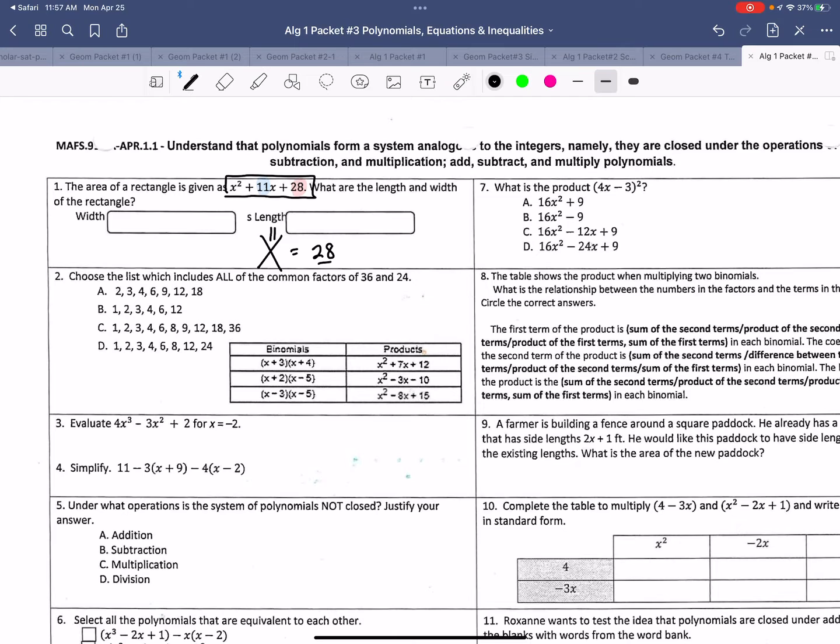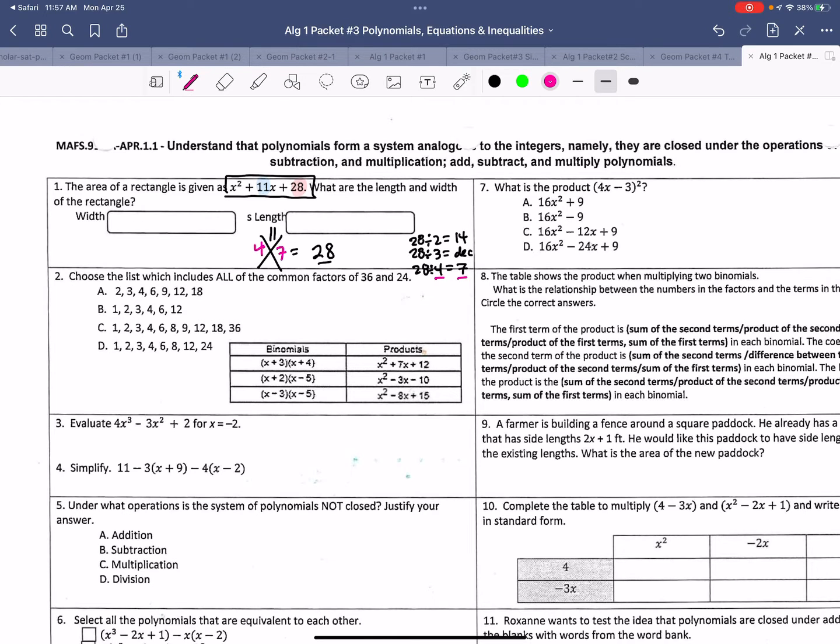So 28 is pretty interesting. 28 divided by 2, we get 14. 28 divided by 3, we get a decimal, right? So we're just crunching this in our calculator. 28 divided by 4, we get 7. Ooh, 28 divided by 4 is 7. I like it because 4 and 7 make 11.